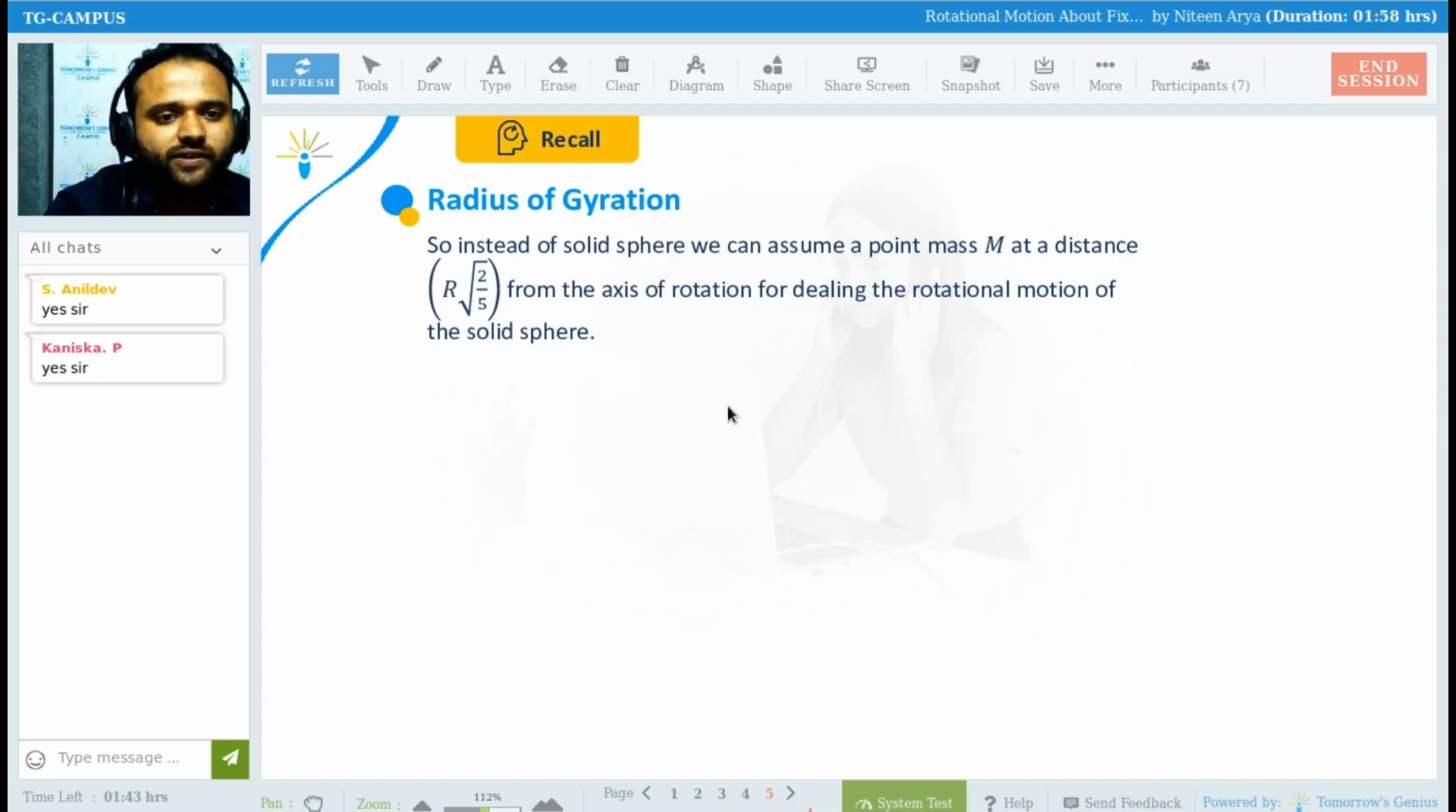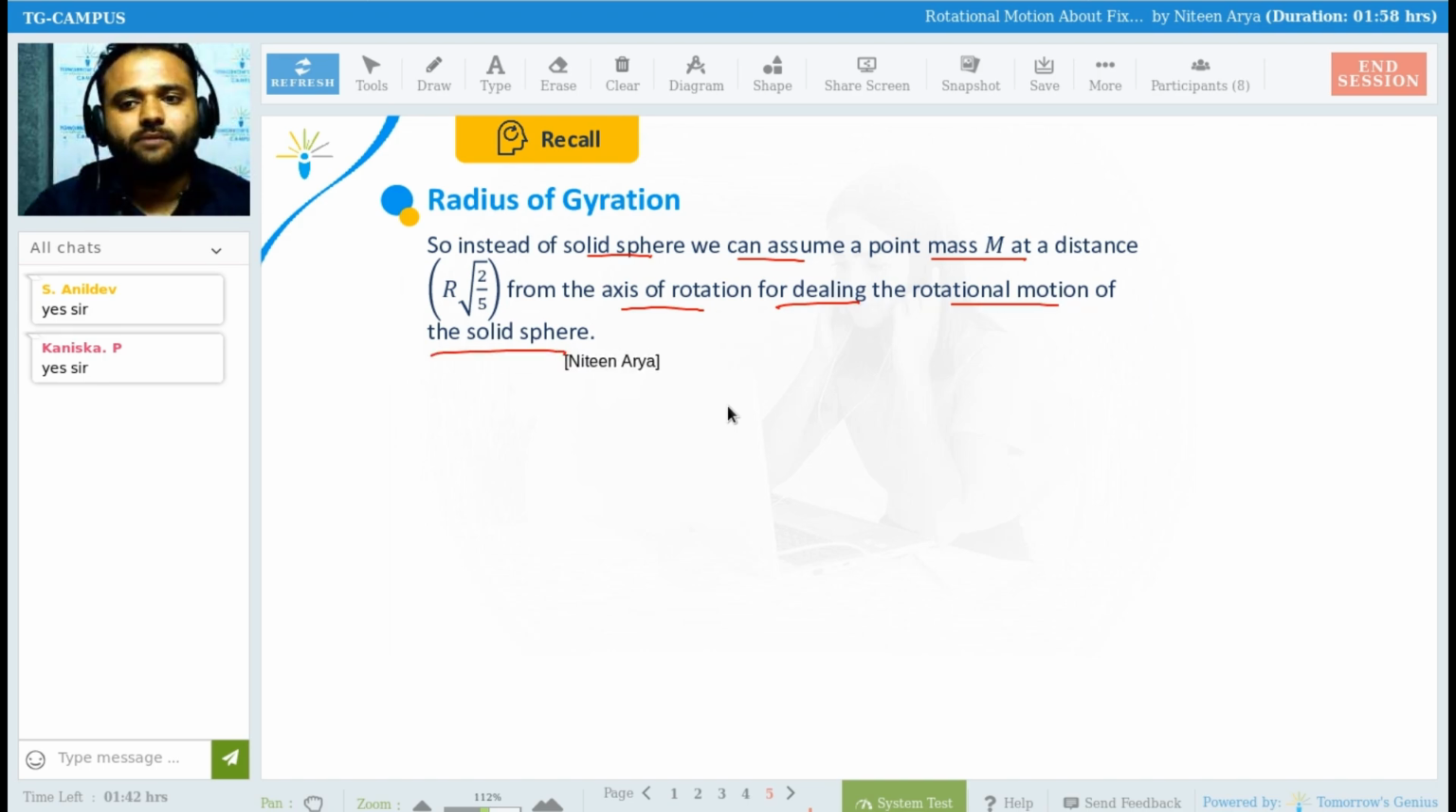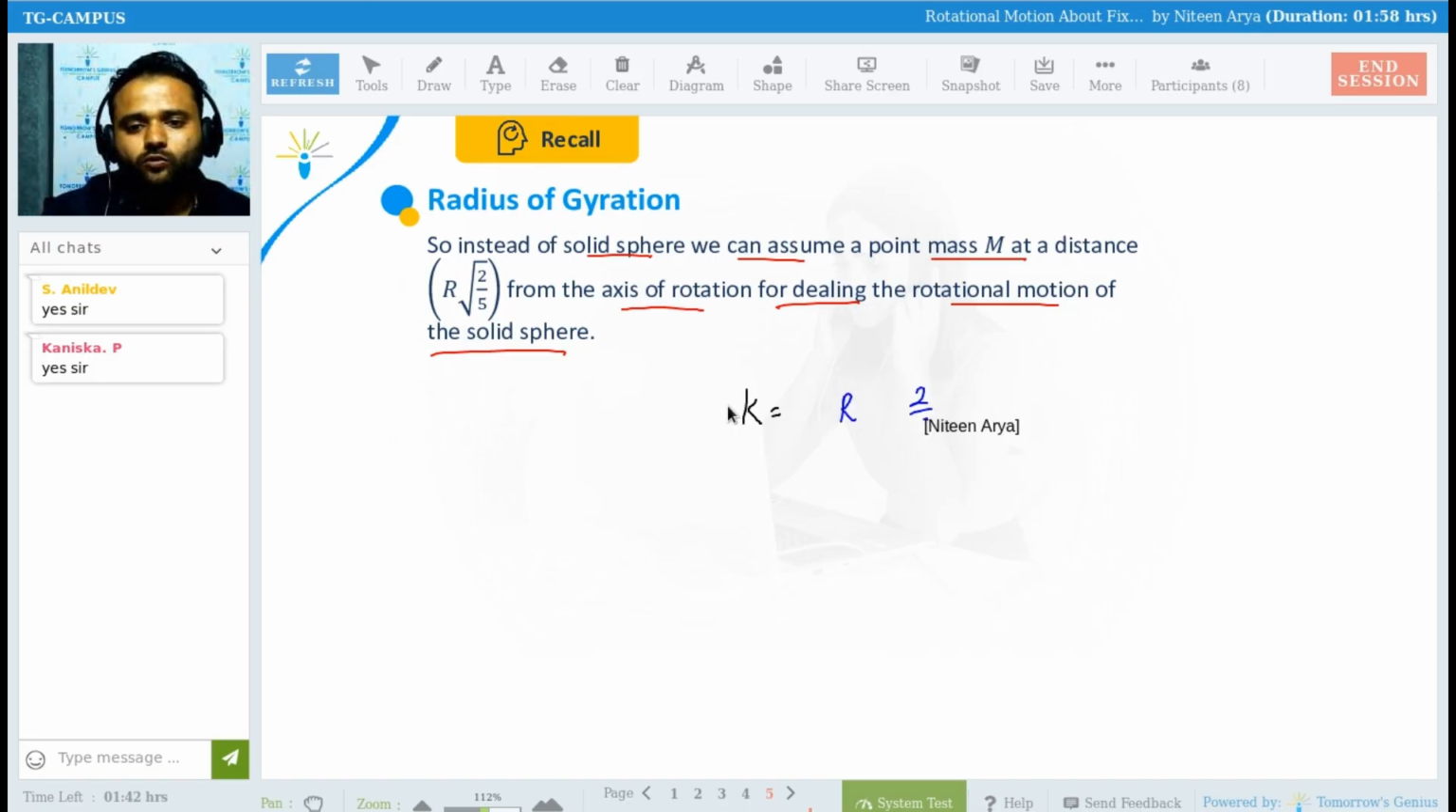So we just simply write that instead of a solid sphere, we can assume a point mass m at a distance r under root 2 by 5 from the axis of rotation for dealing with the rotational motion of the solid sphere. Means instead of saying solid sphere, we can say there is a point mass particle of mass m, and its distance from the axis, the radius of gyration, is r under root 2 by 5. Is this clear, everyone? Clear na?